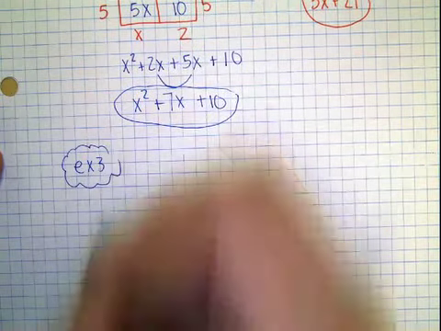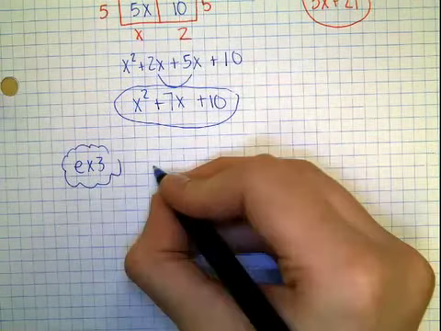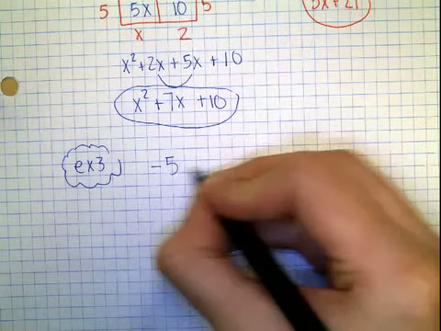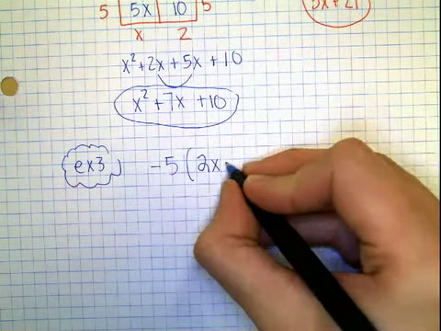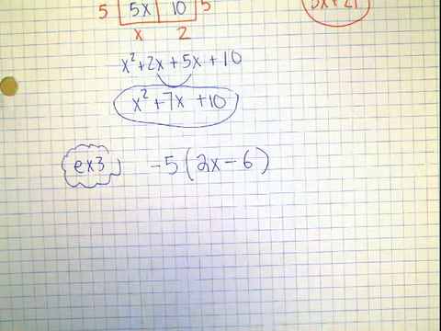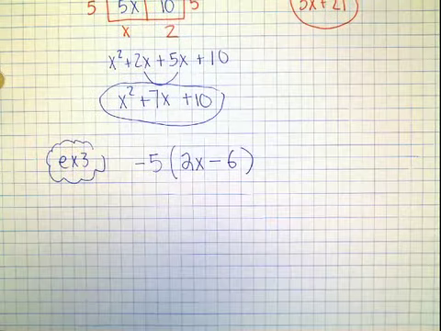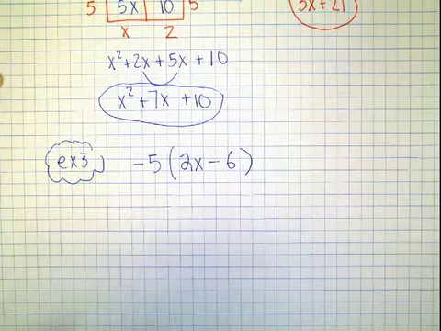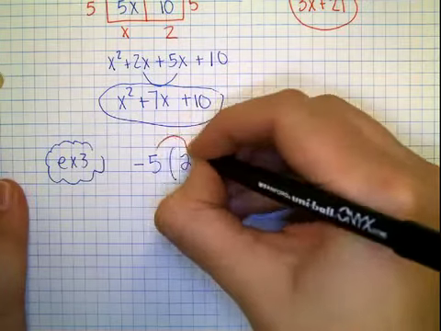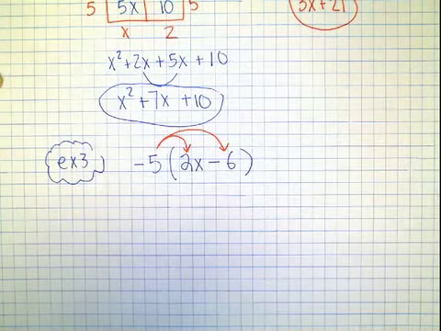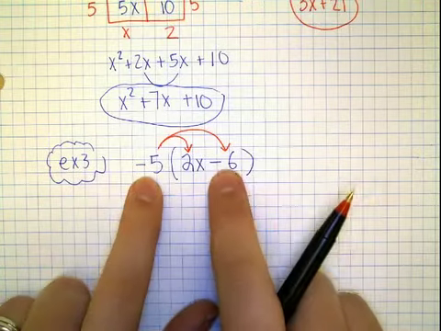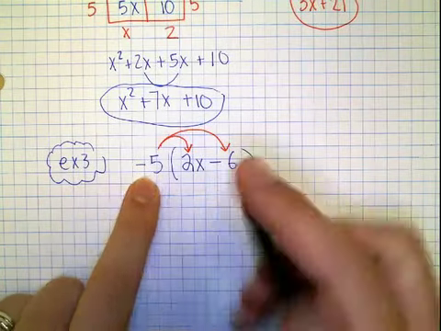Let's make it a little harder for this one. How about you have a negative 5 on the outside, and inside here you have 2x minus 6? I could build a rectangle, which would probably be just fine, or I can do the shortcut where I arrow it in. So I'm going to draw some arrows here. If you do that, you've got to be super careful with all these negative signs, not to get them confused.